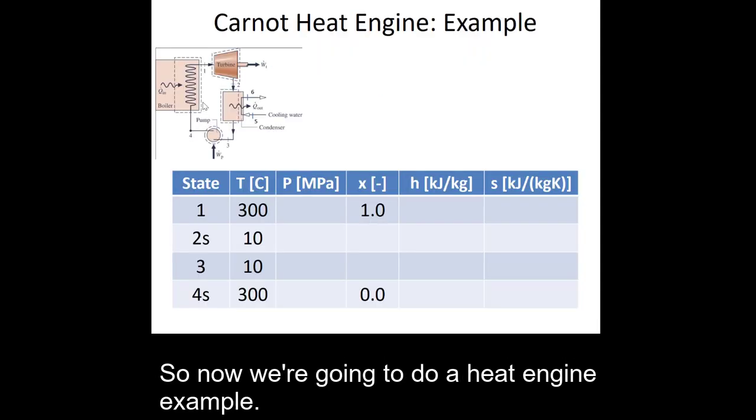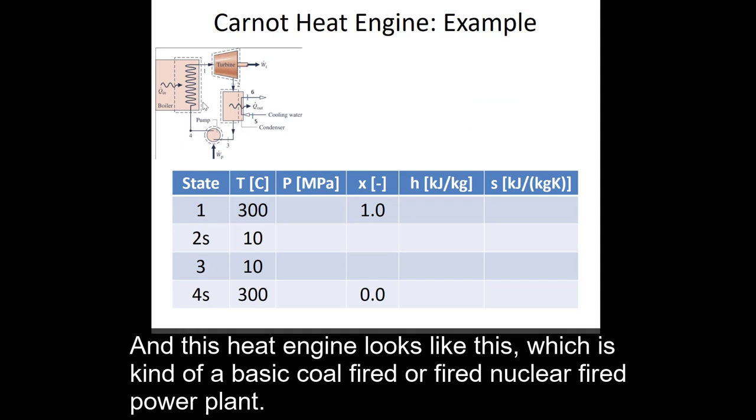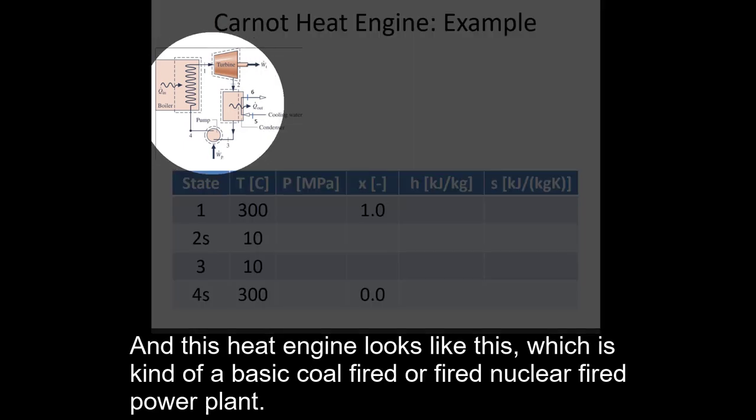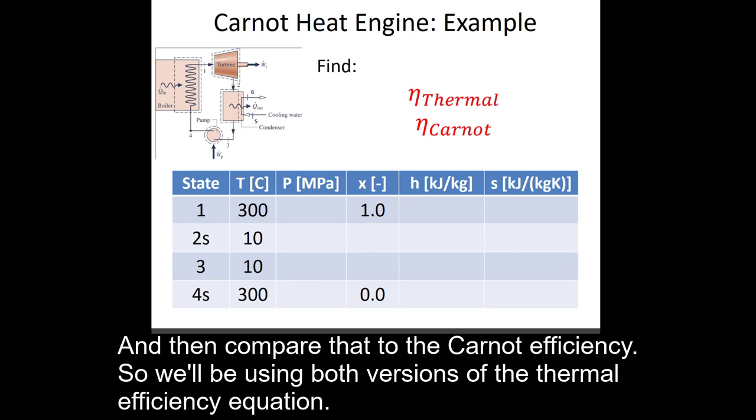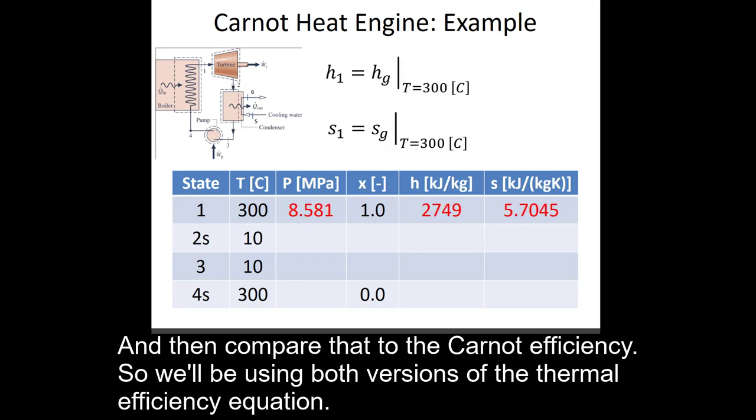So now we're going to do a heat engine example. And this heat engine looks like this, which is kind of a basic coal-fired or nuclear-fired power plant. What we're asked to do is find the actual thermal efficiency here, given the different state points that we have, and then compare that to the Carnot efficiency. So we'll be using both versions of the thermal efficiency equation here.